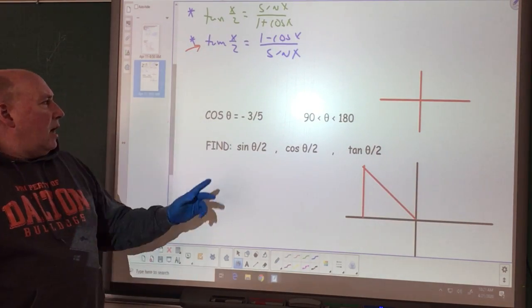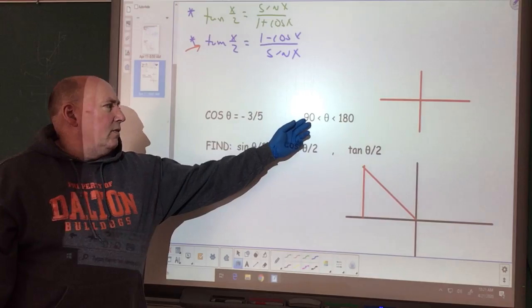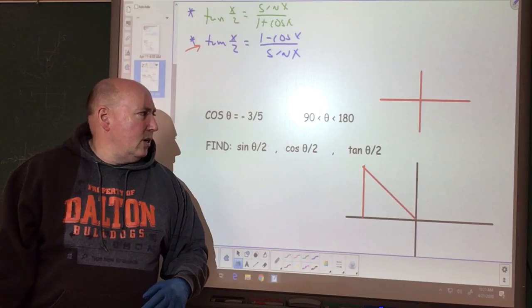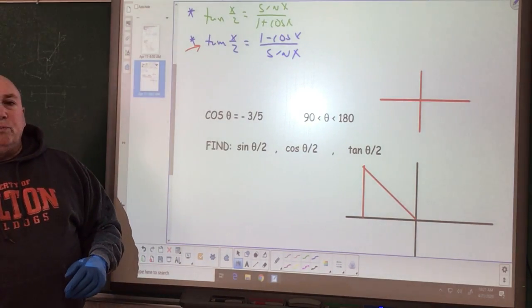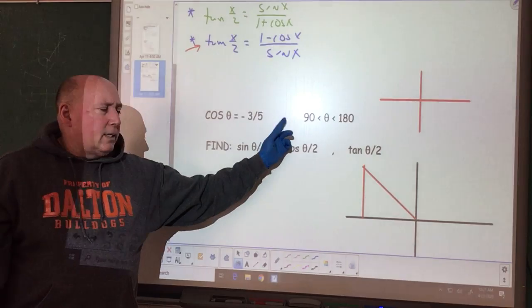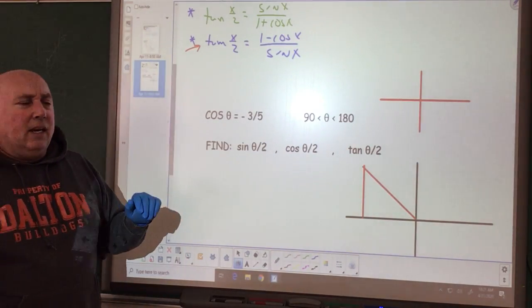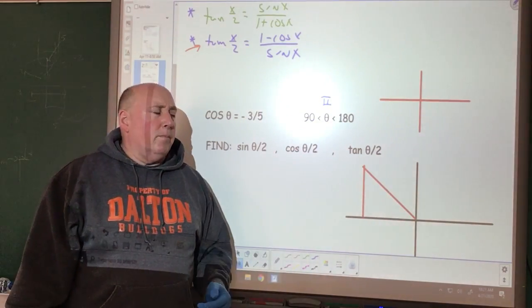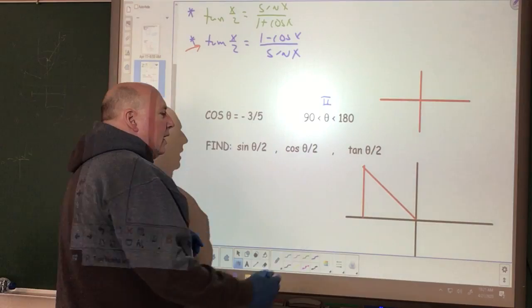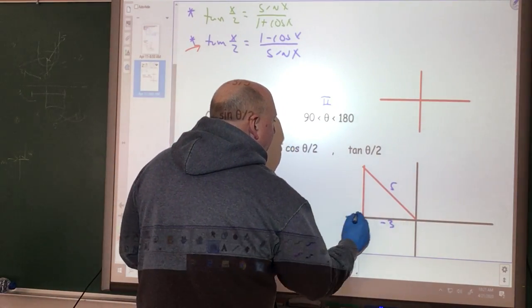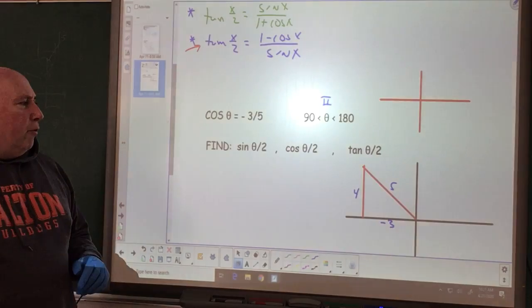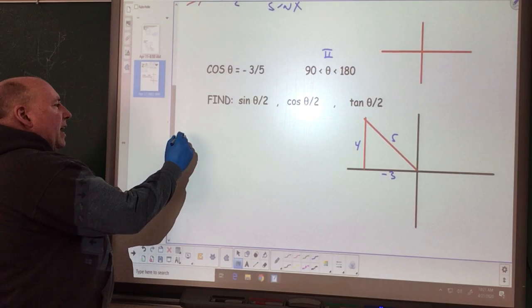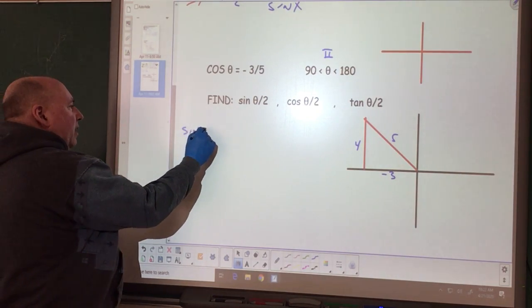Here we have the cosine of theta is equal to negative 3/5. Theta is between 90 and 180 degrees. I want to find the sine, cosine, and tangent of my angle here. Well, let's get a picture. If I'm between 90 and 180 degrees, I'm in quadrant number 2, which I have a picture of here. The cosine of this angle is negative 3 over 5. Just for giggles, I'm going to throw the 4 in there. We want to find the sine of theta over 2.